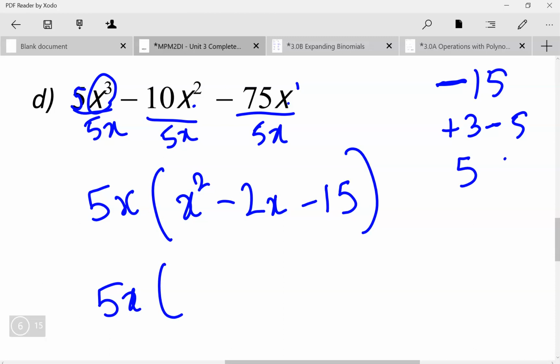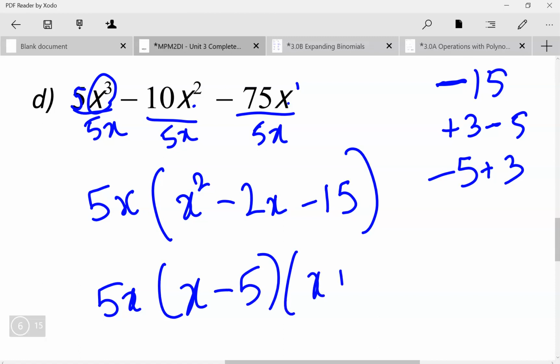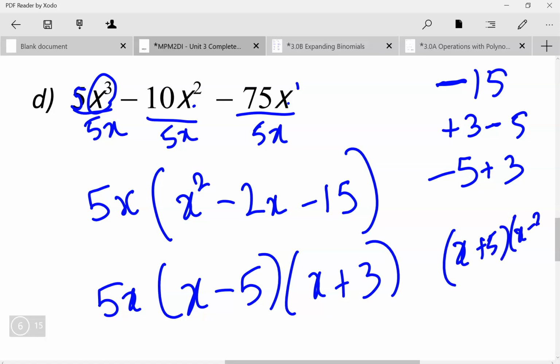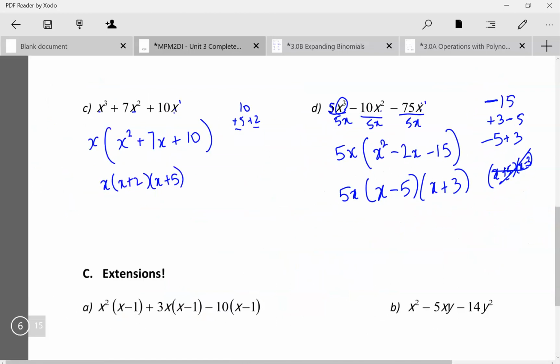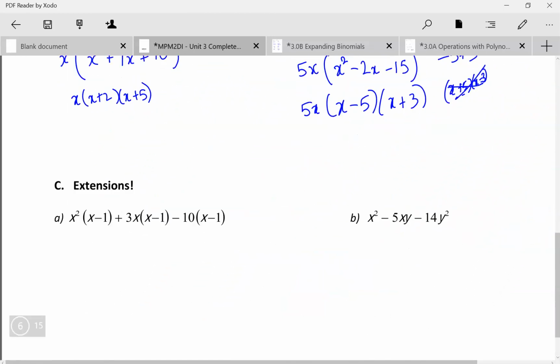Again, if you wrote it with -5 and +3 this way, like I mentioned before, it does not matter whether you write x plus 3 times x minus 5 or x minus 5 times x plus 3. They're the same thing. But obviously, if you write x plus 5 times x minus 3, this is completely different and is not correct, because here you're actually changing the numbers, and it won't give you back this answer. So hopefully we're seeing that.